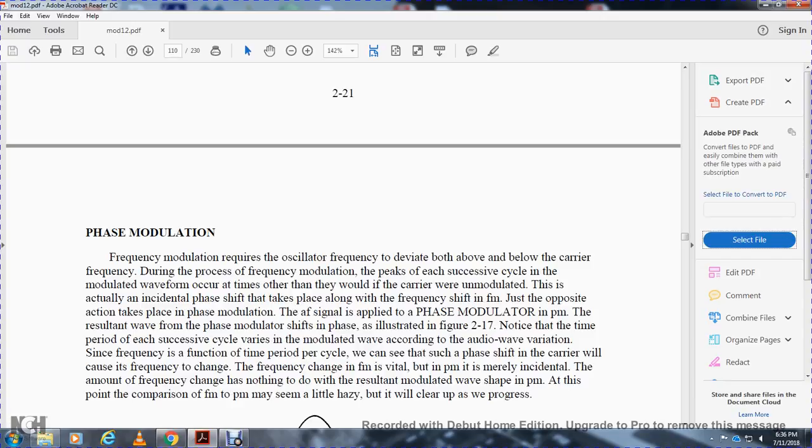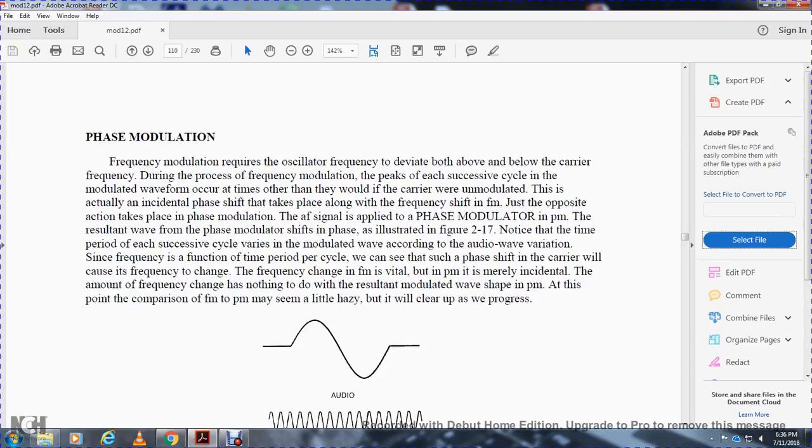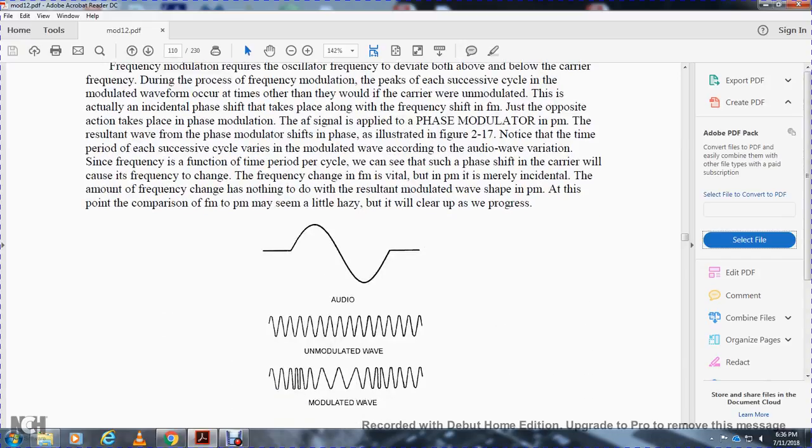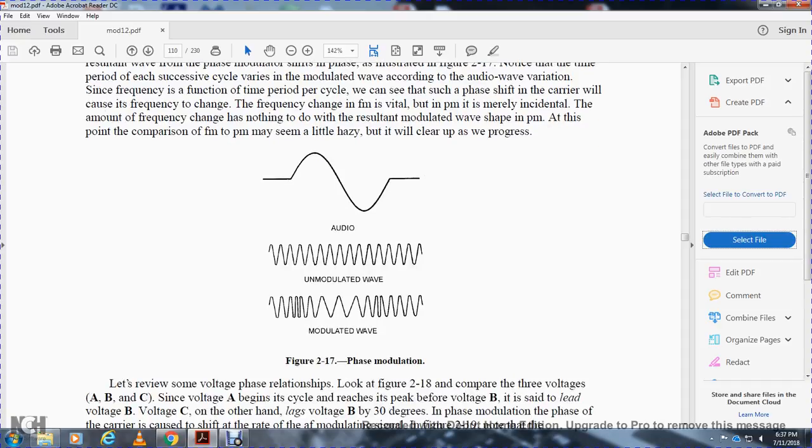Since frequency is a function of the time period of a cycle, such a phase shift in the carrier would cover the frequency change found in FM, but in phase modulation the results are merely nearly identical. The amount of frequency change has nothing to do with the resultant modulated wave shape of the phase modulation. At this point, the comparison of FM to phase modulation may seem a little hazy. We will clear this up as we progress. Audio, unmodulated wave, modulated wave.